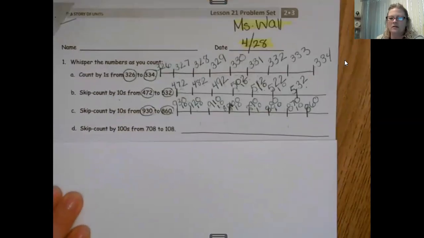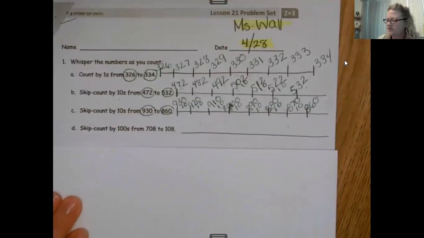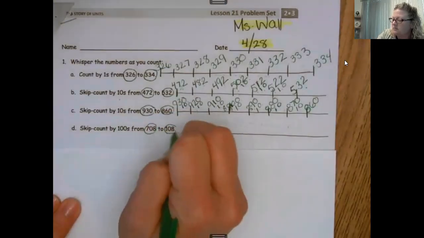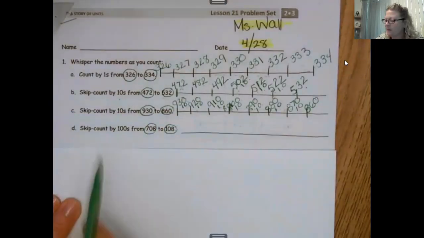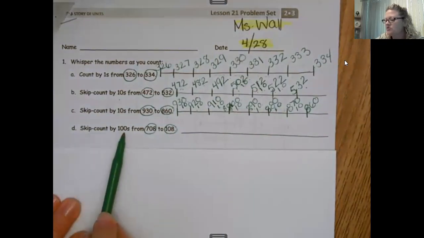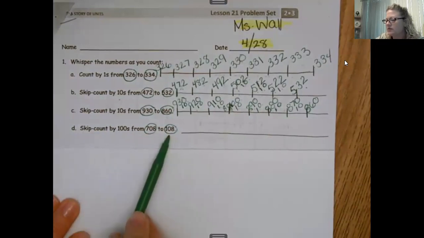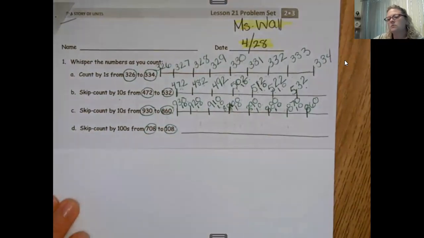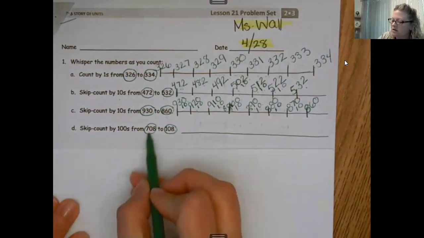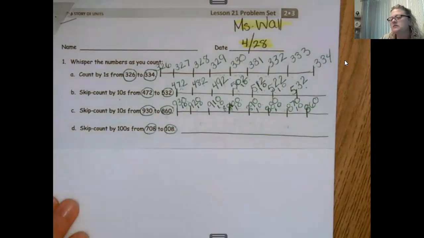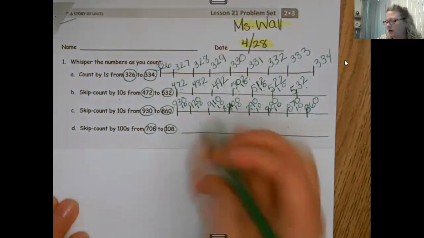Uh-oh. Let's try this one. Let's see what we can do with this one. All right. Circle your numbers. See that? All right. Now we're going to skip count by hundreds from 708 to 108. Are we counting forwards or are we counting backwards? Backwards. Because look, I'm going from 7 to 1. My number is getting smaller. So for our number to get smaller, we're going backwards, okay?